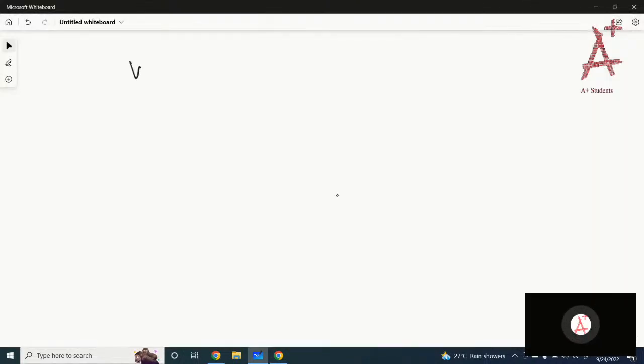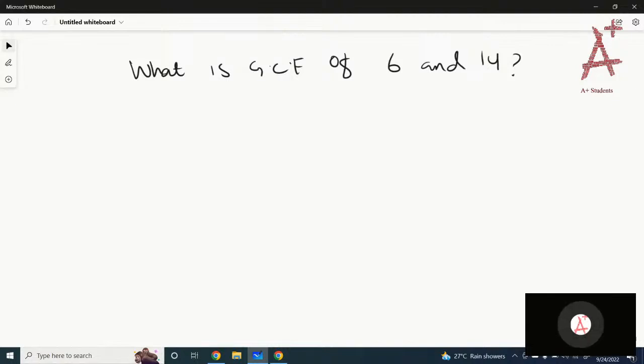Okay, the next one is, what is the GCF of 6 and 14? So you have to write the greatest common factor of 6 and 14. For the greatest common factor, we write the prime factorization of each number. So let's start writing the prime factors of 6 and 14. So what are the prime factors of 6? Prime factors of 6 are 2 times 3. I suppose you already know how to write the prime factors of 6.